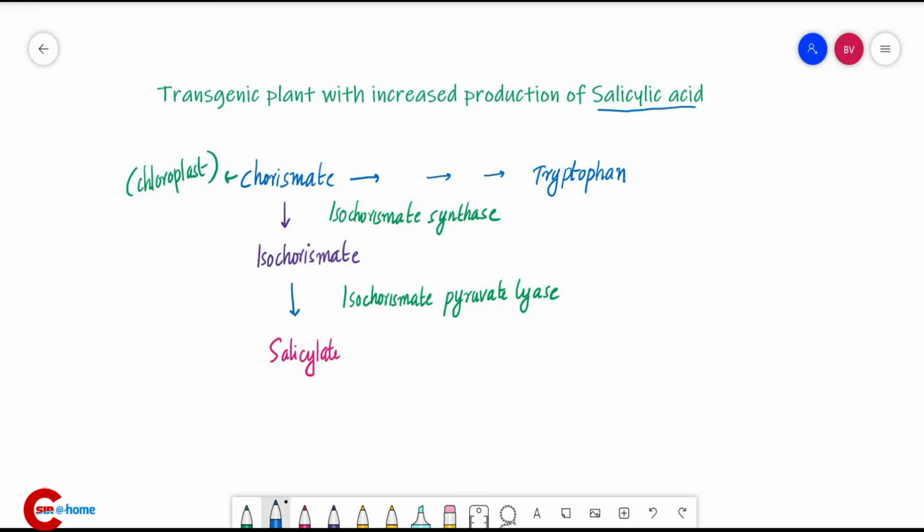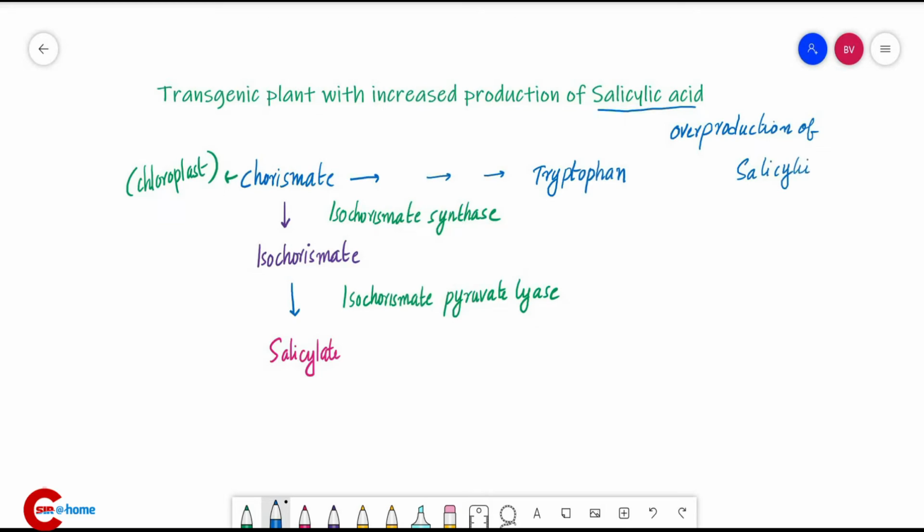increased production of salicylic acid. We have studied that initially the salicylic acid is present in conjugated form. When a fungus infects a plant, it produces salicylic acid. So we can overproduce this salicylic acid, overproducing salicylic acid.